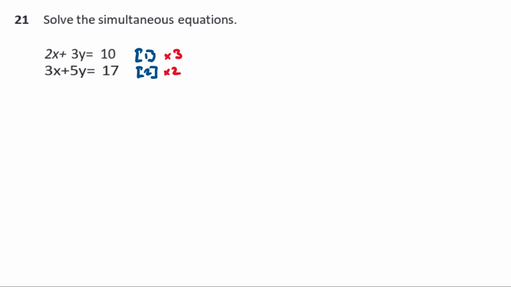So if I multiply 2x by 3, I'm going to get 6x. If I multiply 3x by 2, I'm going to get 6x. And then I can eliminate them that way, can't I? Okay, so taking the first equation and multiplying it by 3, that's going to give me 3 lots of 2x, that's 6x. 3 lots of 3y, that is 9y. And that's going to be equal to 3 lots of 10, which is equal to 30. So we're taking each of the 3 terms of this equation and scaling it up by a factor of 3. Okay, so that's my first one.